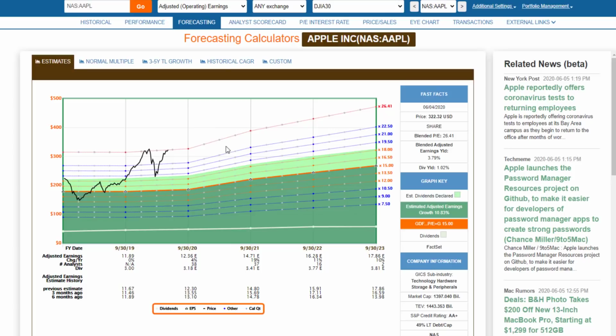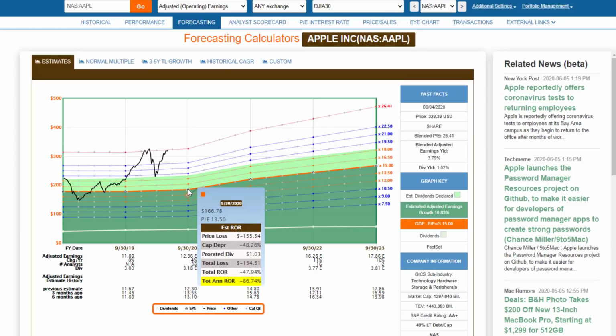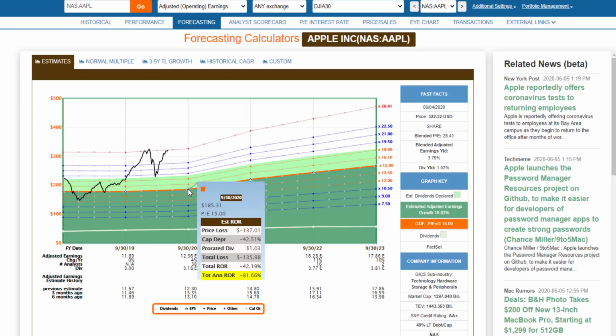estimates. Now let's talk about how these calculators are drawn. In the case of Apple, it's a very widely followed company. There are 38 analysts that are forecasting earnings. We're using the median consensus estimate. And these 38 analysts are forecasting $12.36 for fiscal year 2020, which ends in about another quarter in September of this year. And then for 2021, which ends in September, there are 37 analysts.